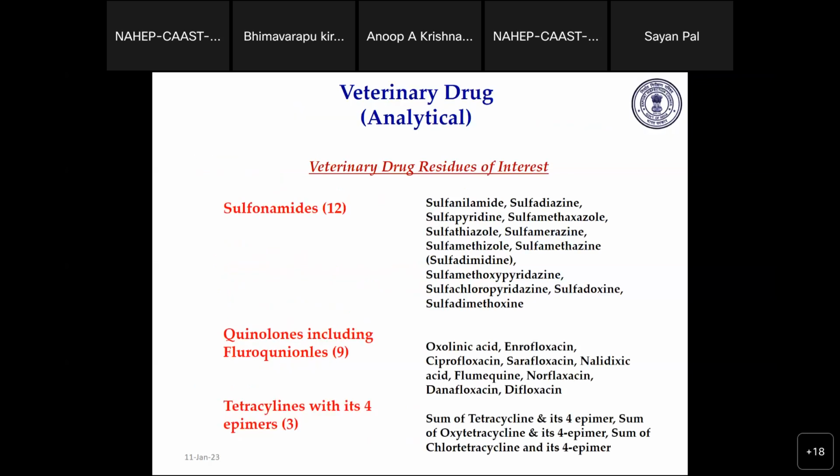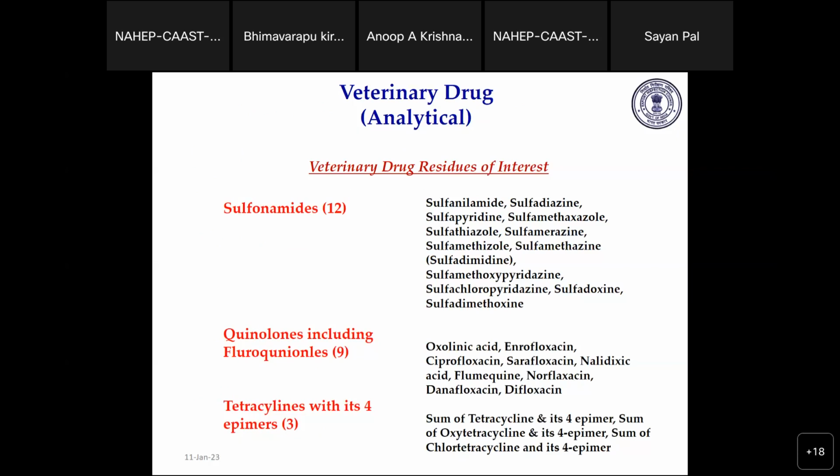Now, the ideal antimicrobial targeted compounds presently of animal origin are sulfonamides. We have a very big group of sulfonamides. We have quinolones, including fluoroquinolones generally, and tetracycline groups. These are mainly the groups where MRLs are there. I'm talking about compounds having MRLs. These are generally the compounds which we target.